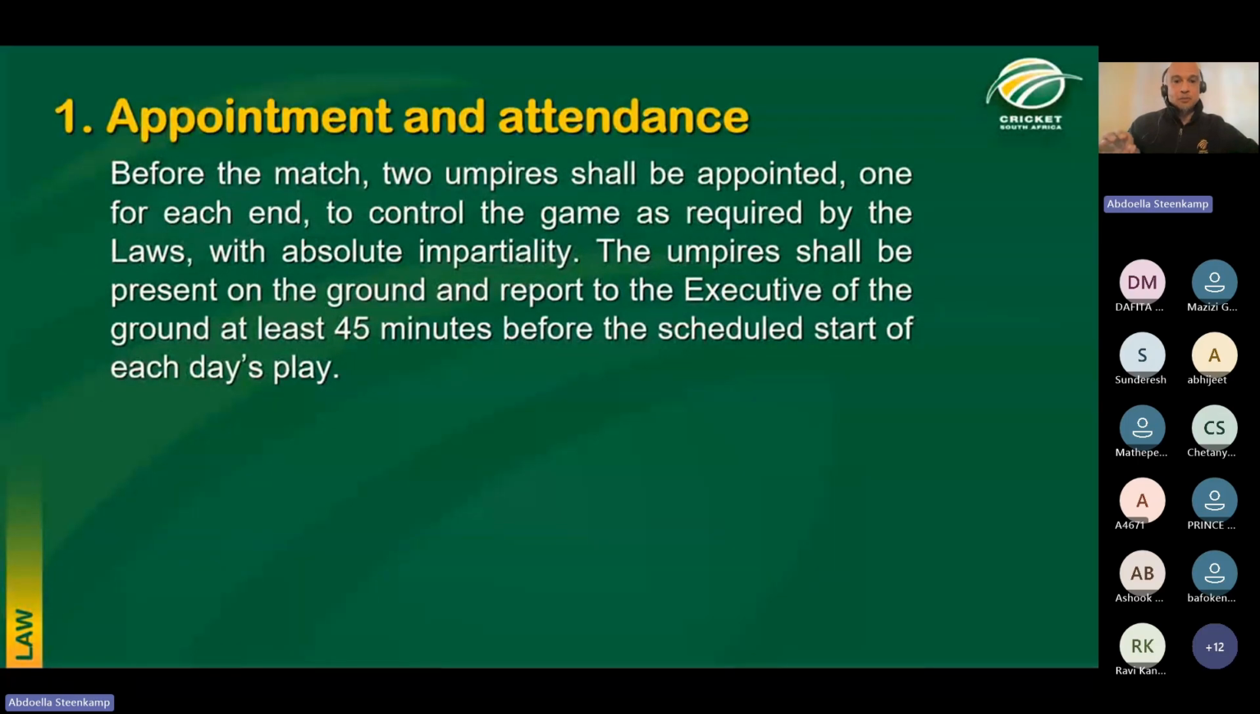When it comes to the appointment and the attendance of the umpires, two umpires to be appointed, one from each end, and umpires need to be at the ground at least 45 minutes before play is about to start. So if play starts at 10 o'clock on day one, umpires need to be there by 9:15 at the latest.